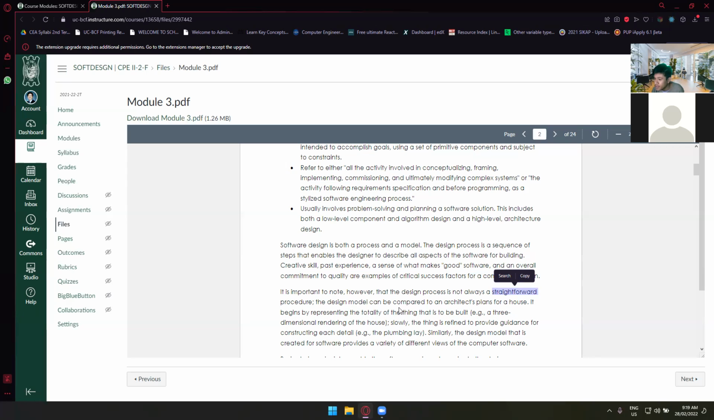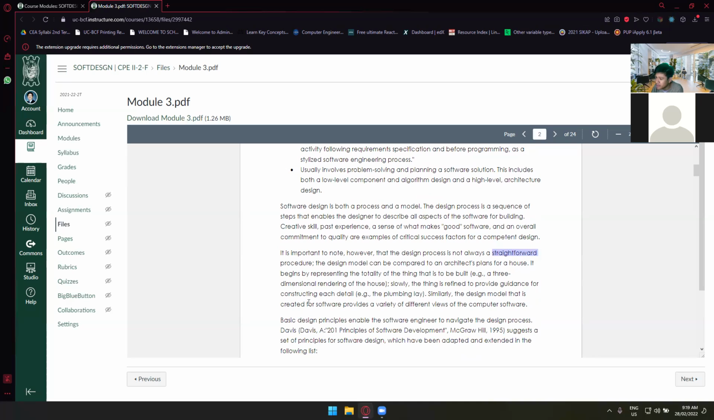Anyway, it begins by representing the totality of the thing that is to be built, like a three-dimensional rendering of the house, and then slowly the thing is refined to provide guidance for constructing each detail, like, for example, the floor plan. Similarly, the design model that is created for software provides a variety of different views of the computer software. But in other words, again, this is not that foolproof.